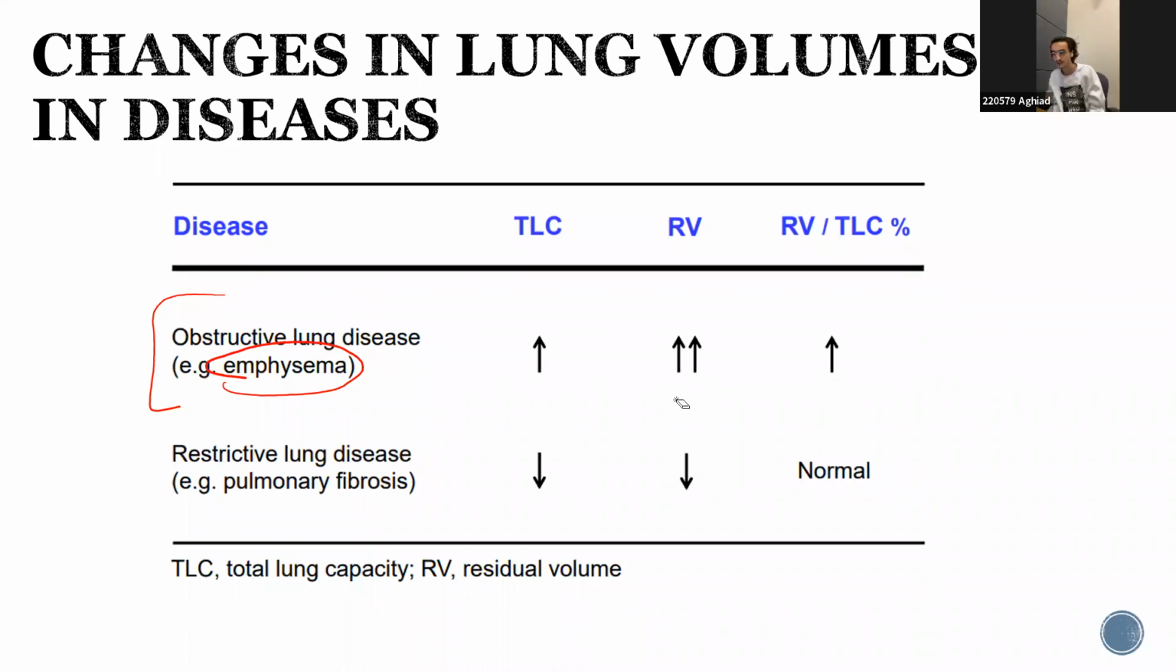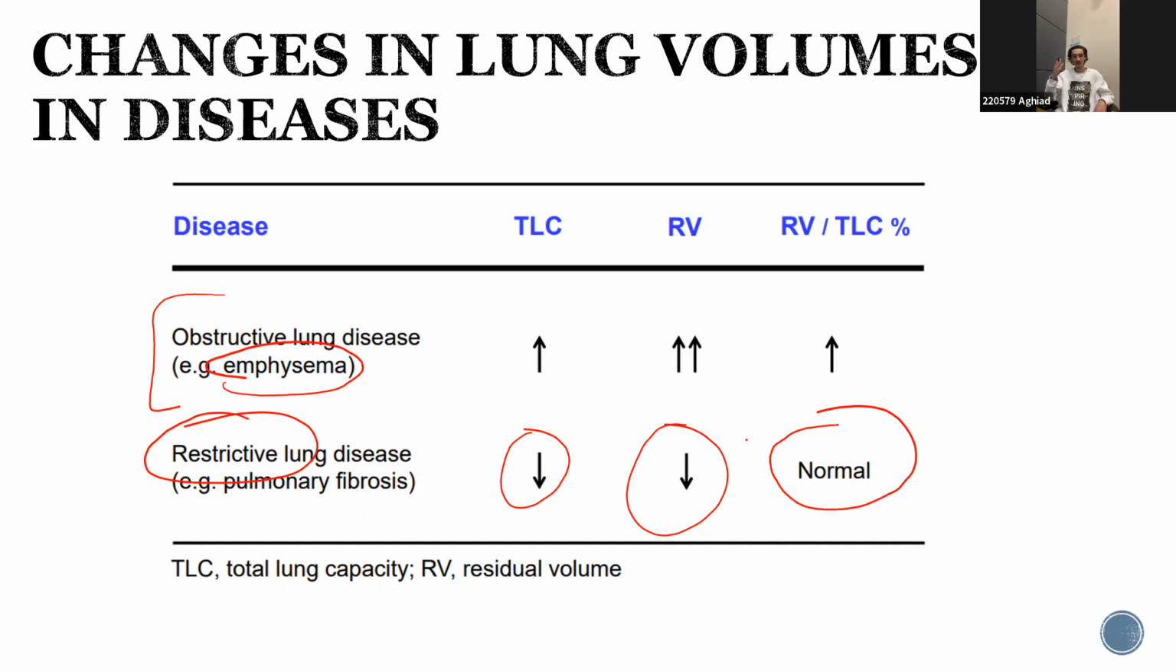Now restrictive lung disease. What you can indicate from that name is that it restricts the lungs. And so that reflects with decreased total lung capacity, decreased residual volume. However, on the same level, they're relatively the same, so the ratio doesn't change.